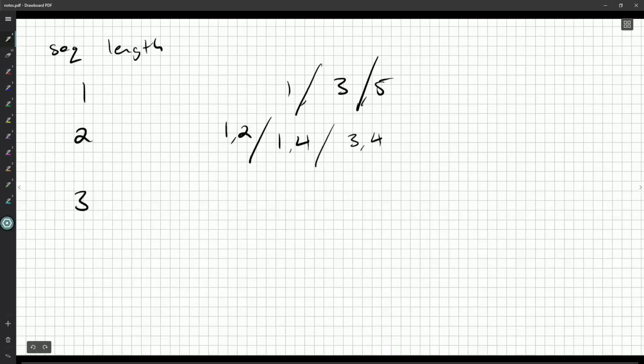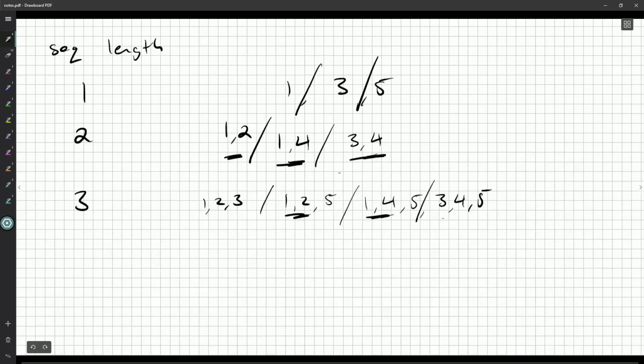Sequences of length 3: 1, 2, 3 would work. In fact, 1, 2, 5 would also work because 5 is an odd number after 2. We could have 1, 4, 5, or we could have 3, 4, 5. And actually, what I'm noticing is, for some of these, I'm just appending 5 on.